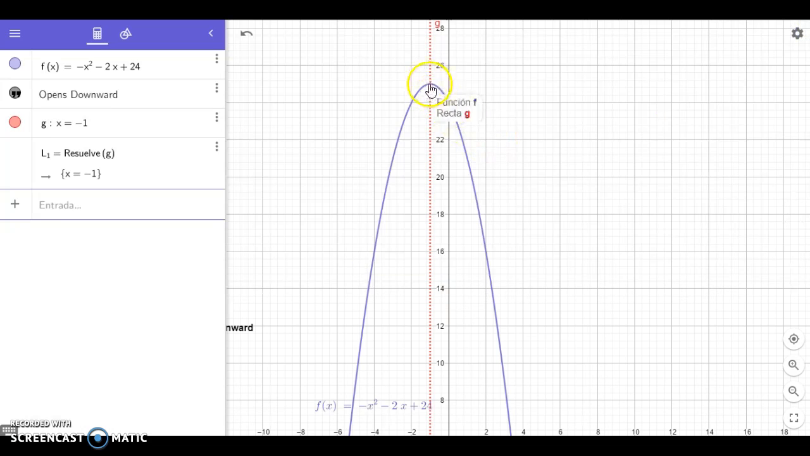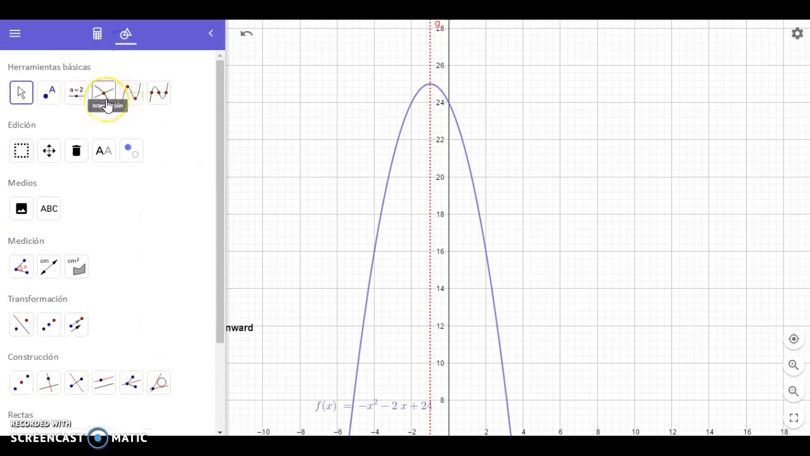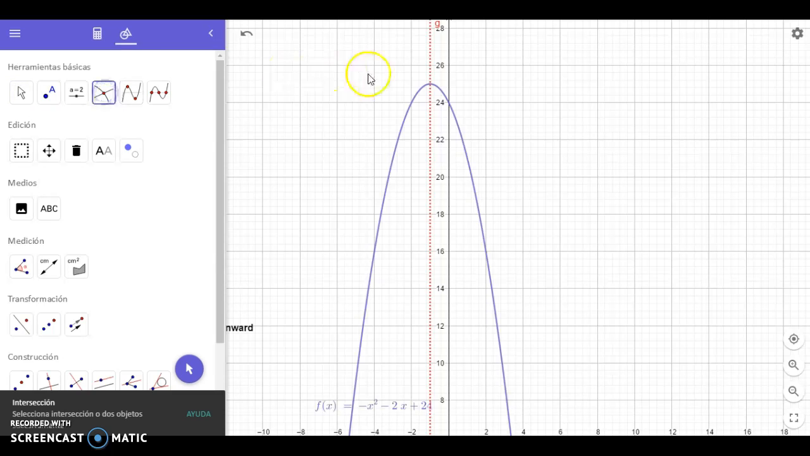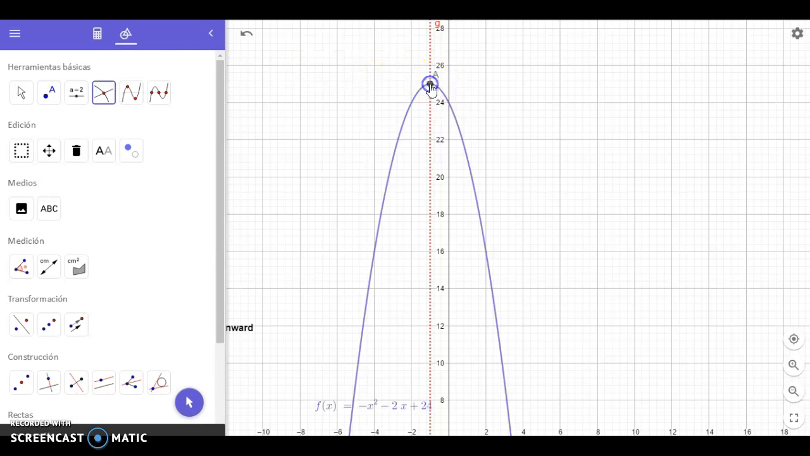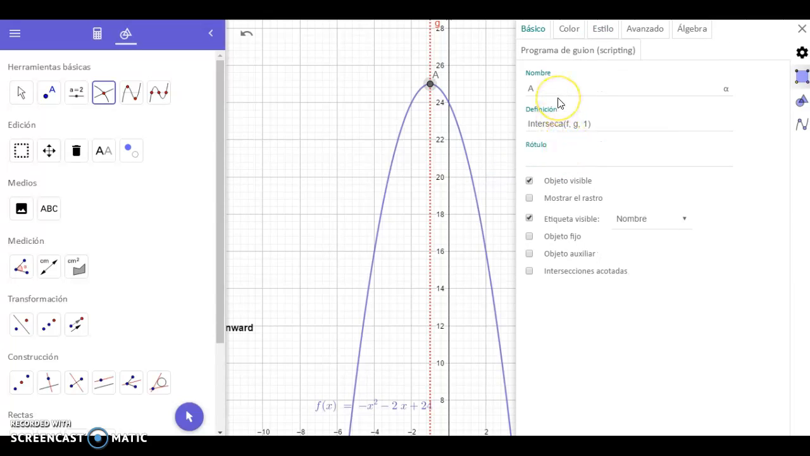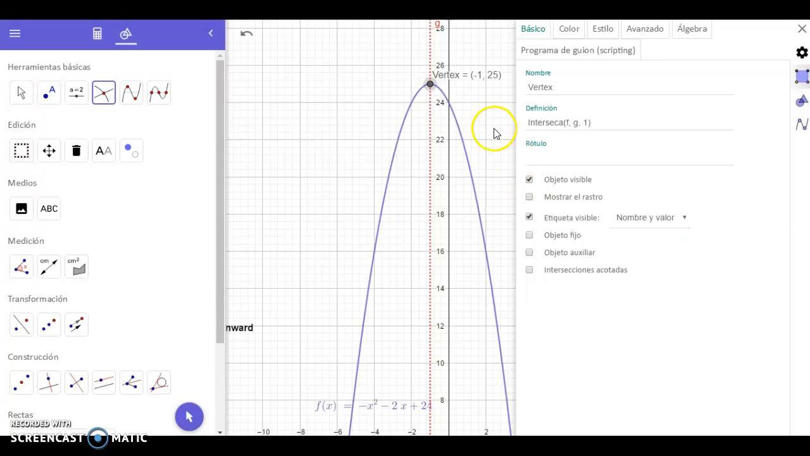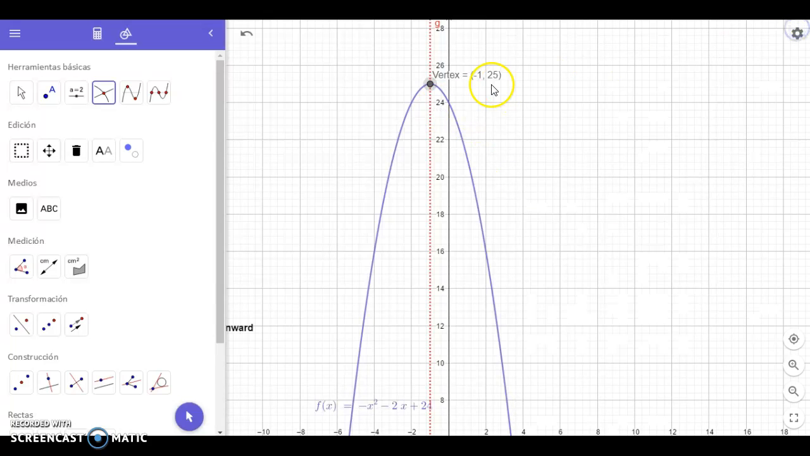Okay, so here where my mouse is, that's the vertex. In order to draw a point where the vertex is, we're gonna go over here to intersection, and click exactly where the vertex is. Now that we have a point, we're gonna right click it, and go to configuration. Over here we have name. Since it's the vertex, we write vertex. And here, the same as the function, we go to visible etiquette and change it to name and value. All right, so we have our vertex over here.